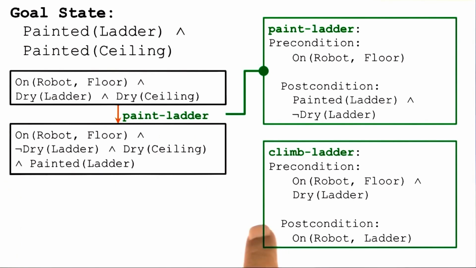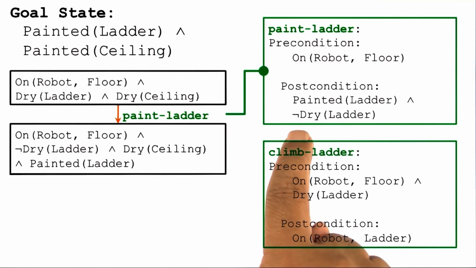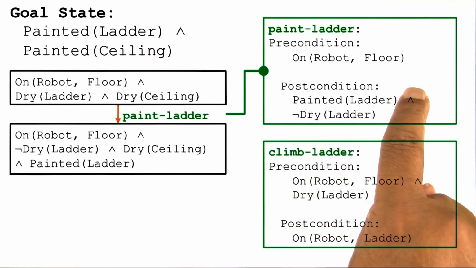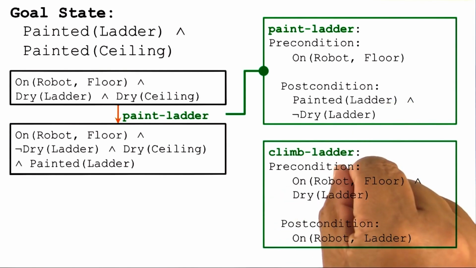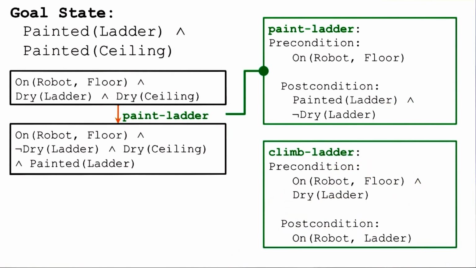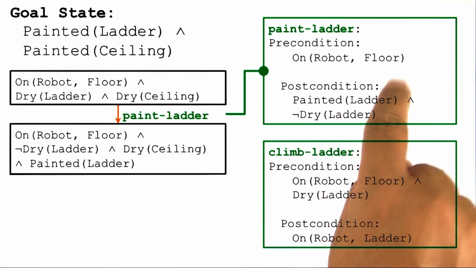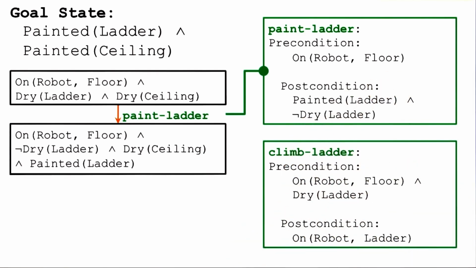So means-ends analysis may pick the operator climb ladder as a precondition for the operator of painted ceiling. But note what happens. The precondition of climb ladder conflicts with the postcondition of paint ladder. This was not dry ladder. This requires dry ladder. There is a conflict here. In a situation like this, the robot would need to just wait for the ladder to become dry again before climb ladder is applicable.